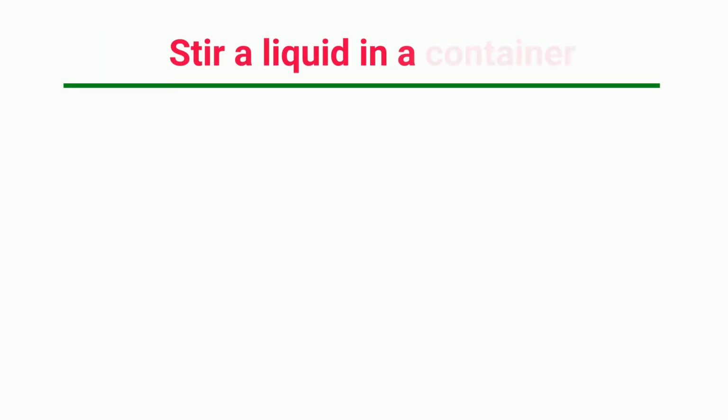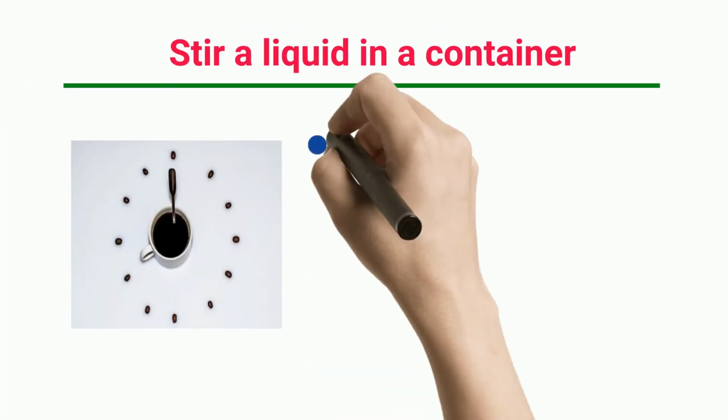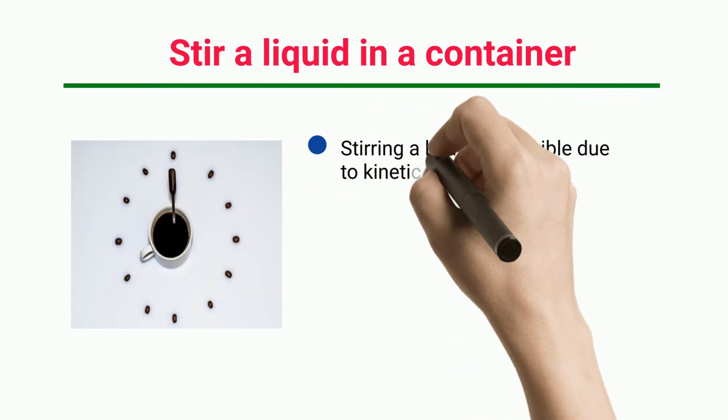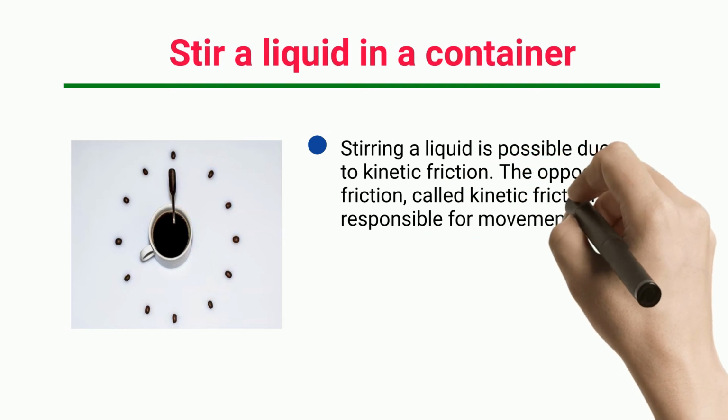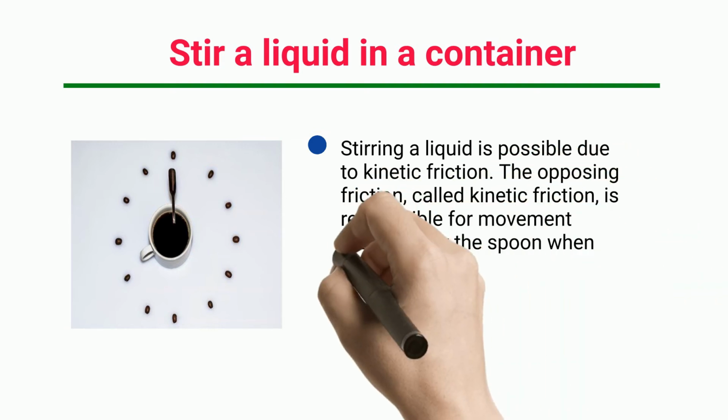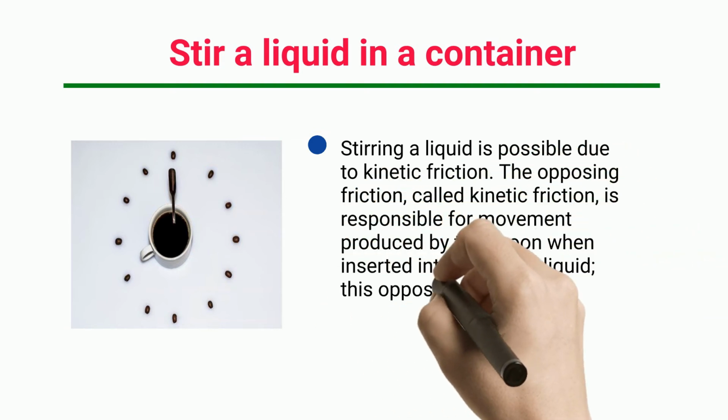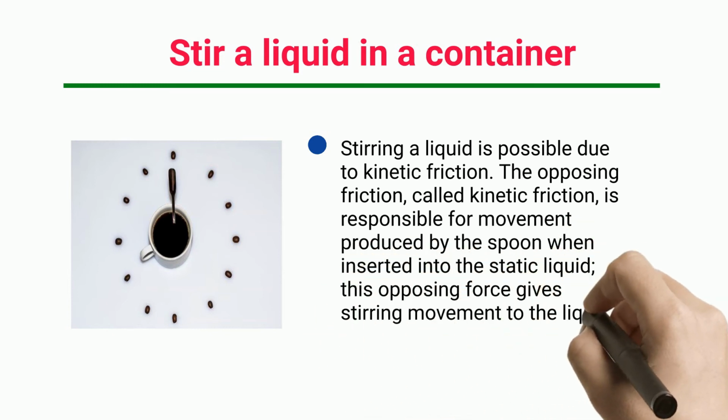Stir a liquid in a container. Stirring a liquid is possible due to kinetic friction. The opposing friction, called kinetic friction, is responsible for the movement produced by the spoon when inserted into the static liquid. This opposing force gives a stirring movement to the liquid.